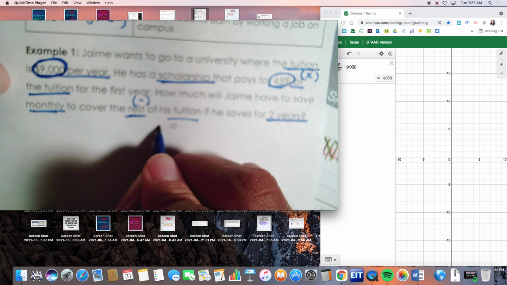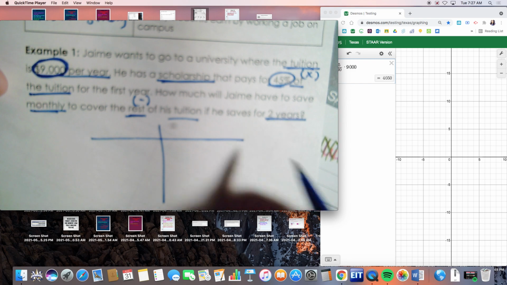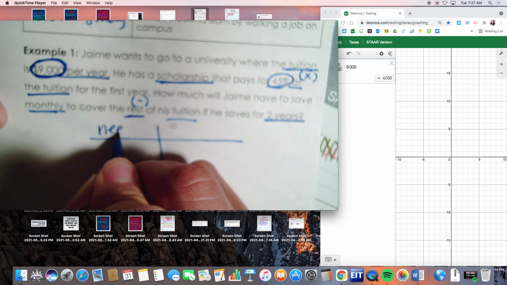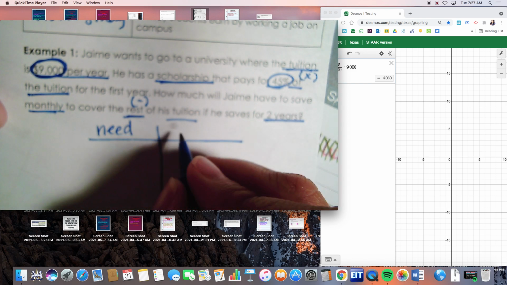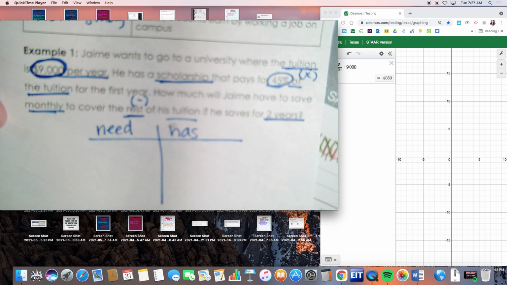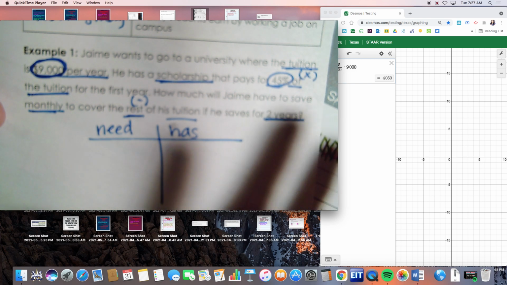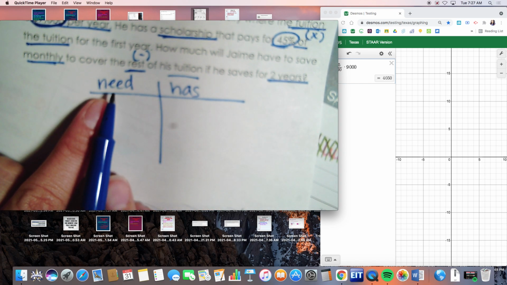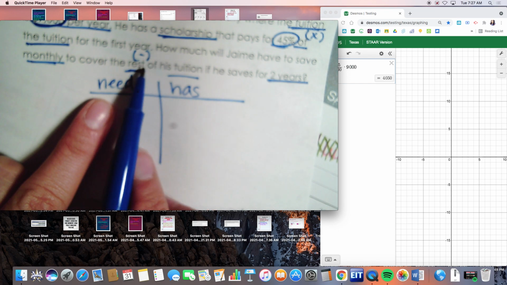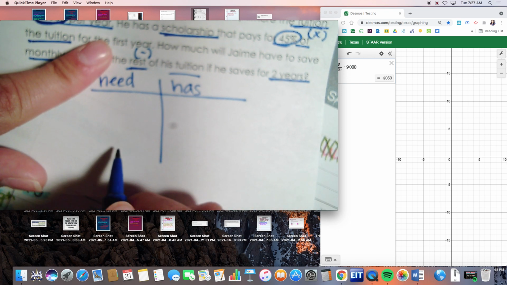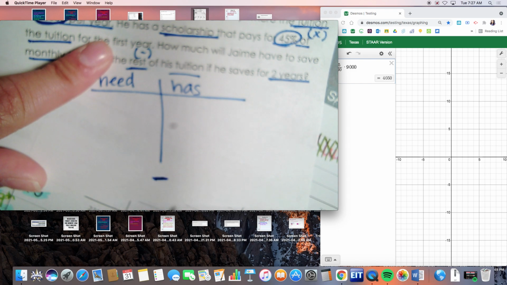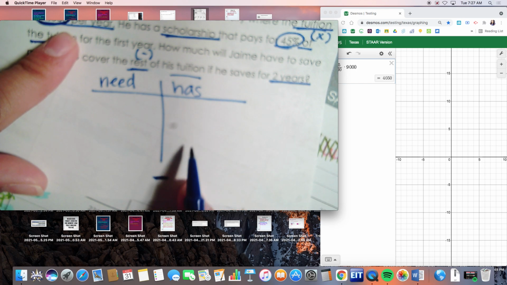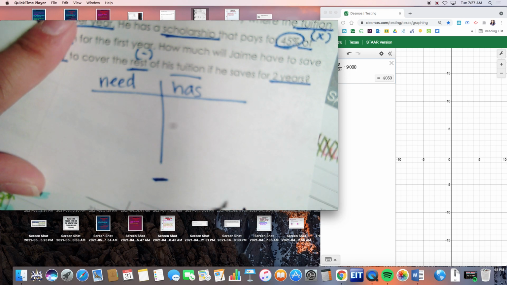Okay, so we're going to go ahead and create a chart because that was a lot of information, and this chart will help us organize. So on one side, we have what he needs, and then on the other side, we have what he has. Sometimes this is what he will have, but you could just write has. We're going to end up having to subtract what he needs to pay from what he has to pay. That word, the rest, lets you know that. So we're going to always have a subtraction sign here, letting us know that whatever we need will come down and whatever we have will come down, and we'll subtract those two amounts.